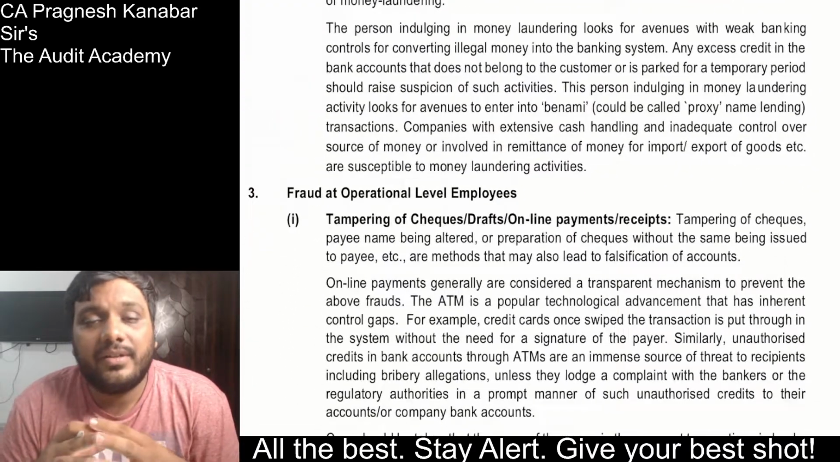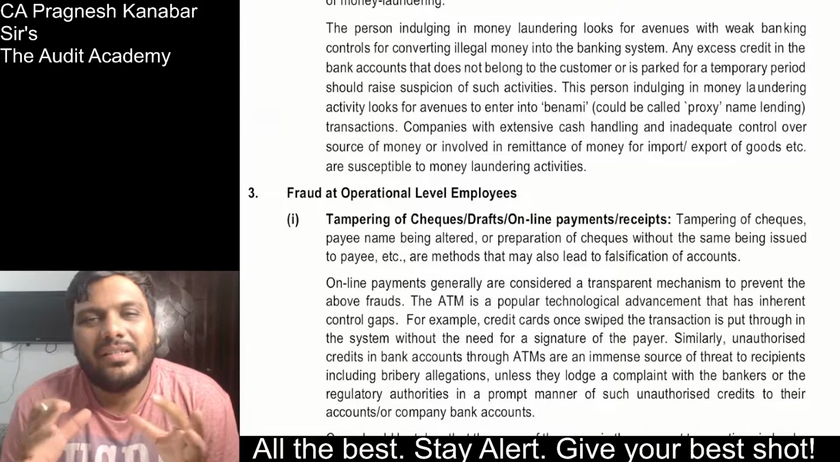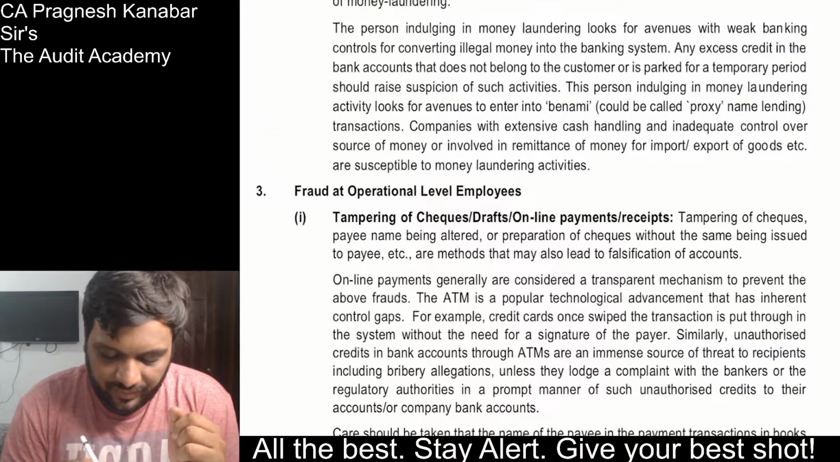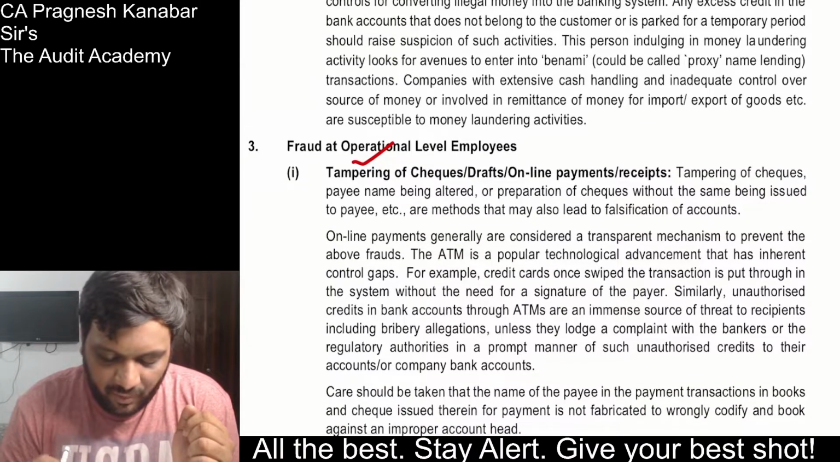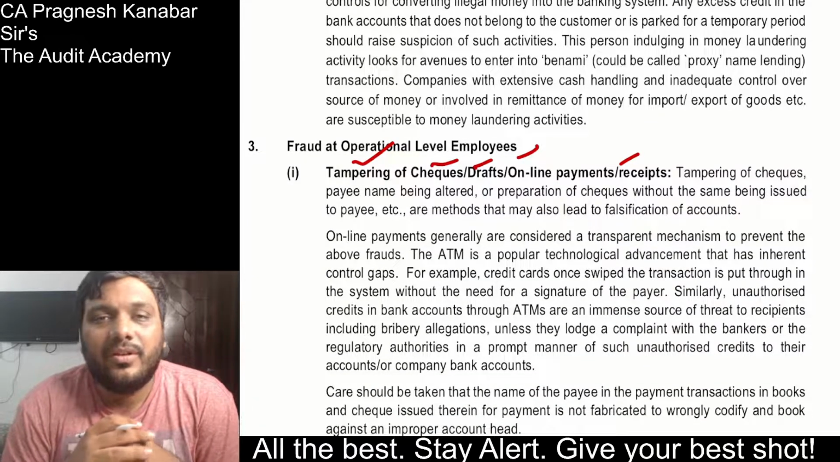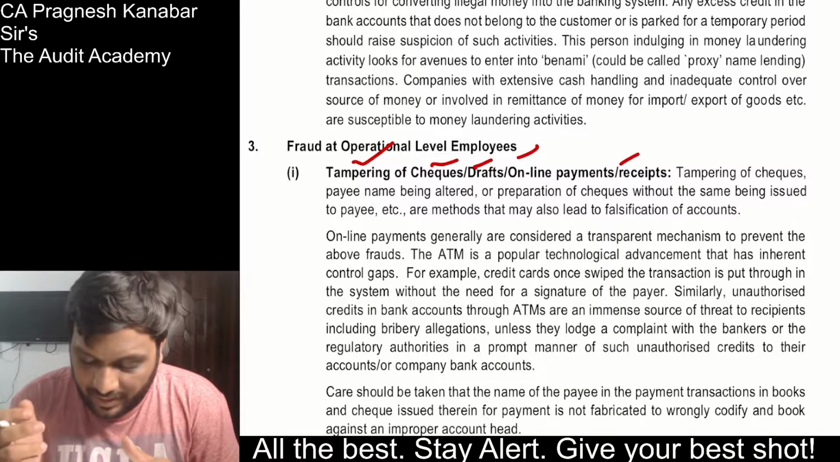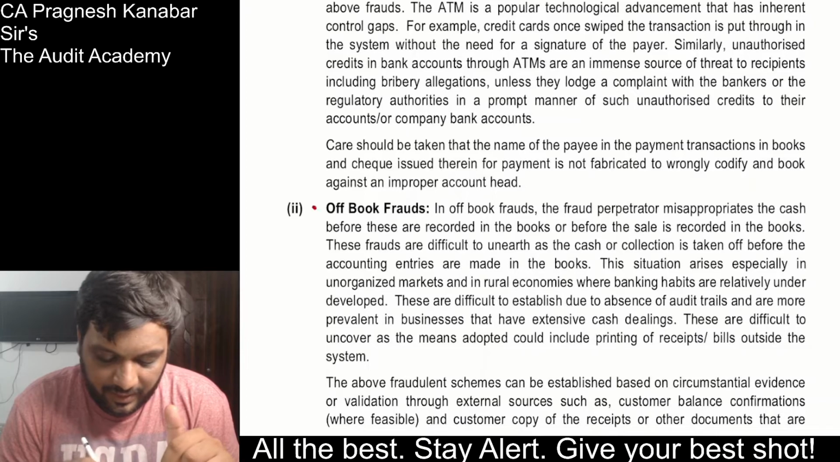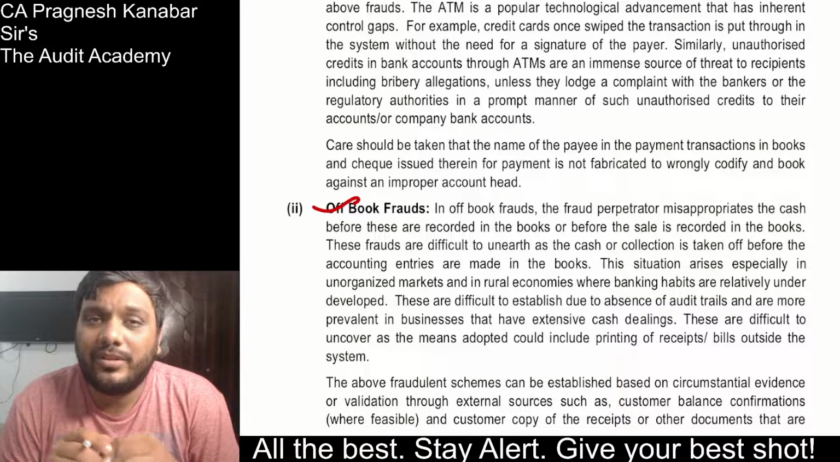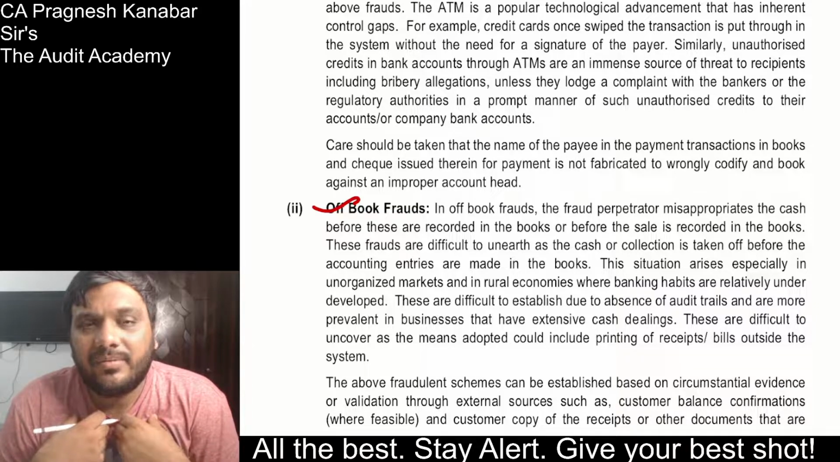So as an investigator, here they are not asking you what you are going to do. They are just normally discussing these things. Fraud at operational level, employees, tampering of checks, drafts, online payments, receipts. These are the things that are normally tampered, and accordingly the frauds are done. All right. Then off-book frauds. What is off-book frauds? The entries which are not reflected in the books of accounts. For example, I am the purchase manager.